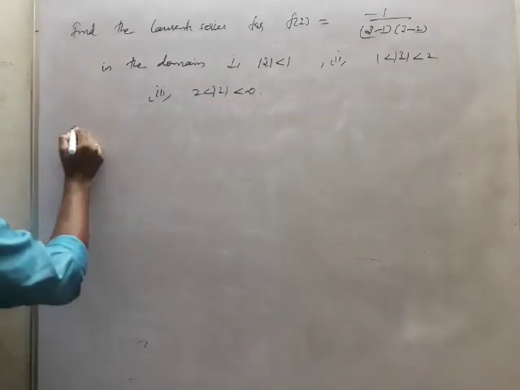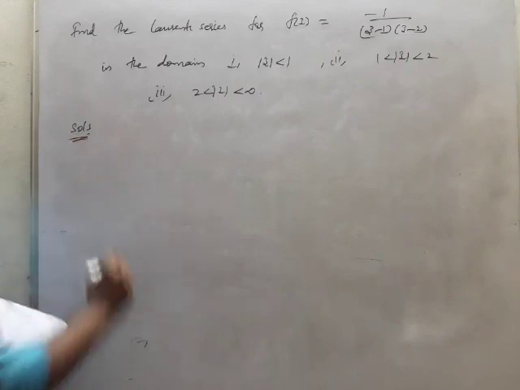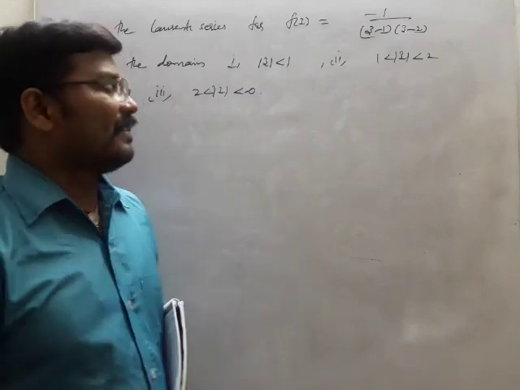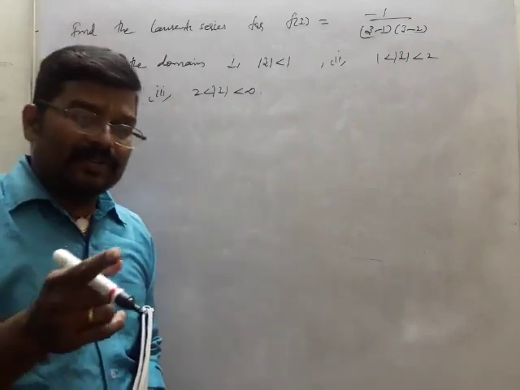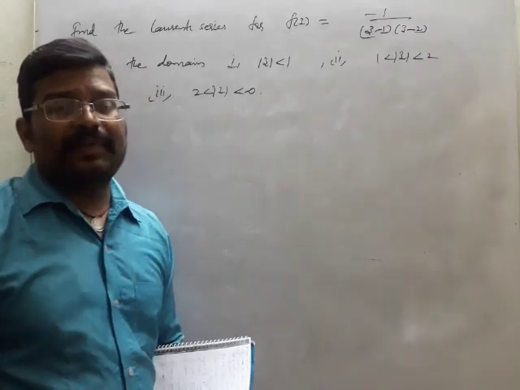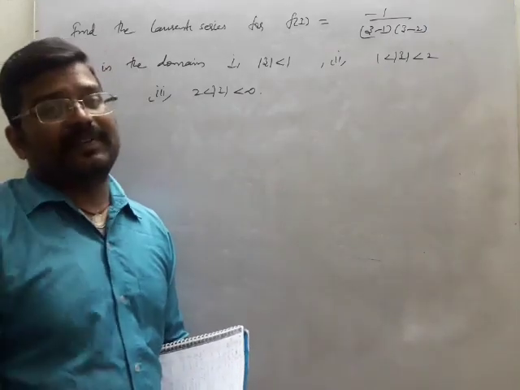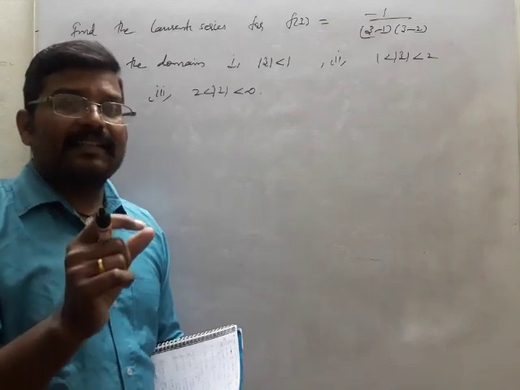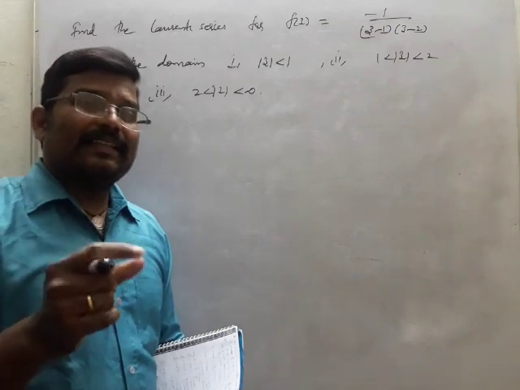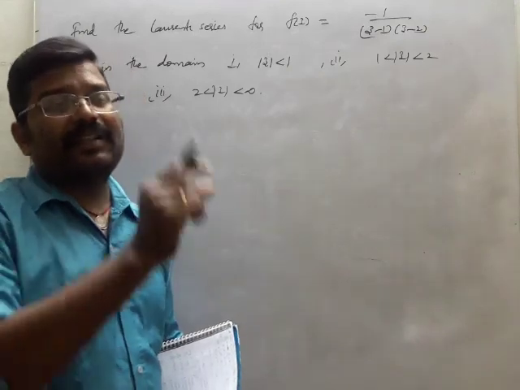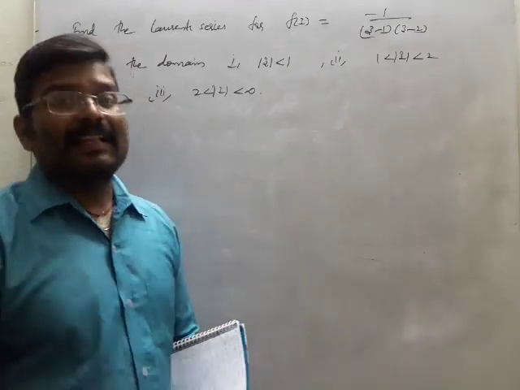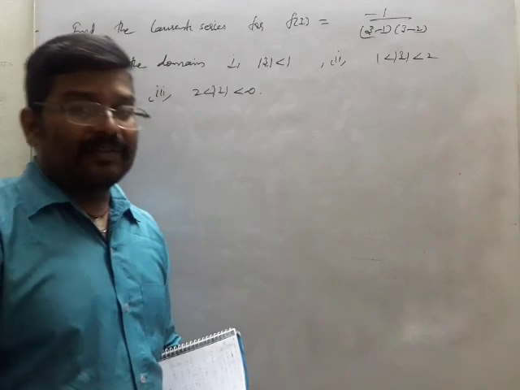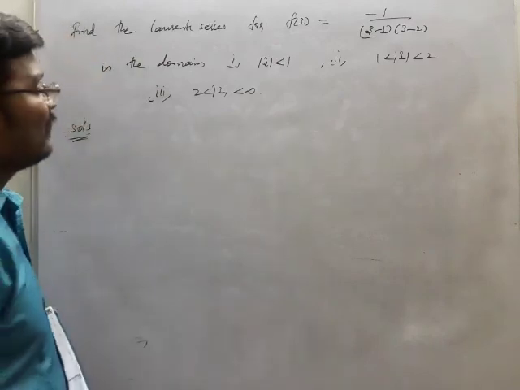Okay, so how to find? See, the Laurent series has two parts: one is the positive powers of z and the other one is the negative powers of z. That is about the Laurent series, where we have discussed the analytic region. We will try to find f(z) is analytic in the region, and based on that we will see how to do this one.